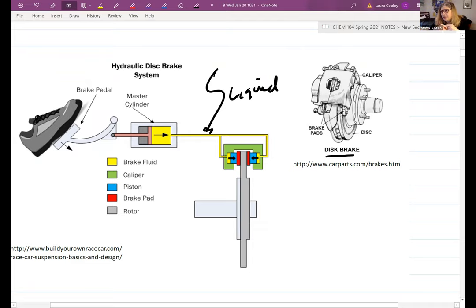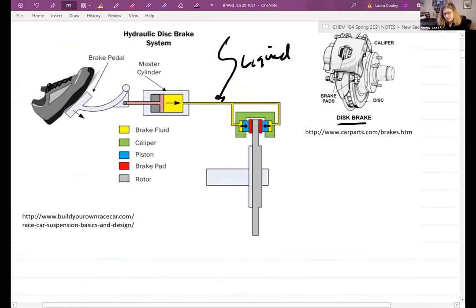Because the volume stays the same, when you push on one side, it ends up pushing the other side. So that's how you push on the pedal, and it ends up pushing these other pistons to press on the brake pads and stop the car. If liquids weren't incompressible, then this is not how a brake system could work. It couldn't possibly do its job.